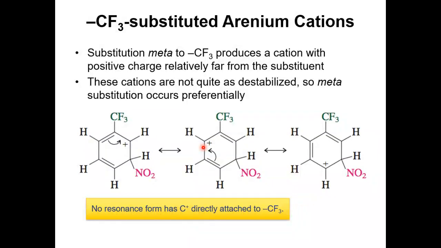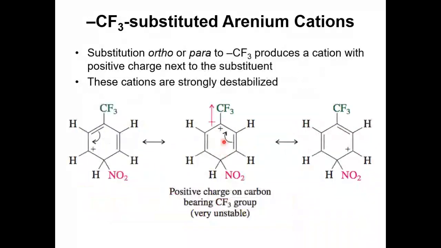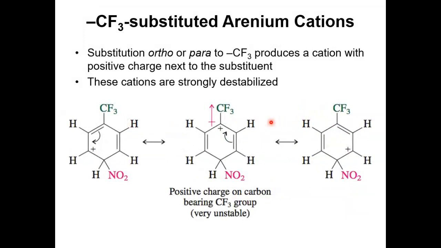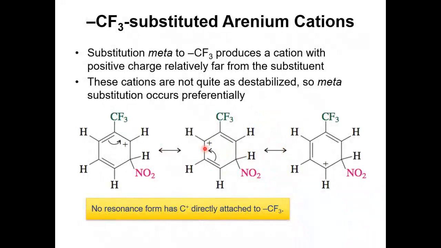Okay, meta. Because ortho and para are destabilized by having one resonance form with a positive charge directly connected to the electron withdrawing CF3, a powerful electron withdrawing group. Those two are severely destabilized by having this resonance form, and for this one, all of them are secondary and allylic, so it doesn't suffer such huge destabilization. So relatively speaking, meta is the most stable one.